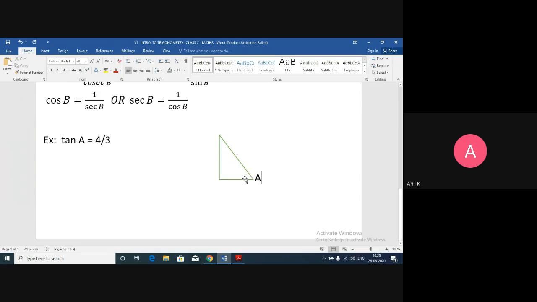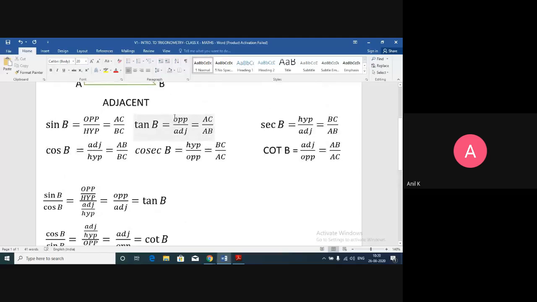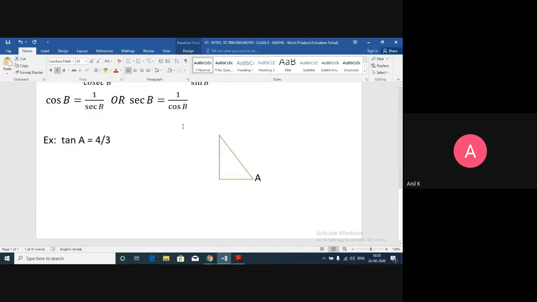Okay. If this is angle A, what is the tan definition we discussed? Tan is opposite upon adjacent. This is the tan definition, opposite upon adjacent. So that means your opposite side value is 4. Opposite value is 4 and adjacent value is 3, which is hiding. Adjacent value is 3. So if you want, you can take this triangle.